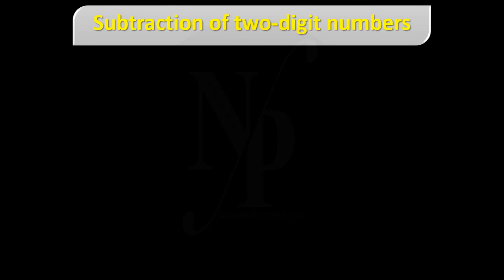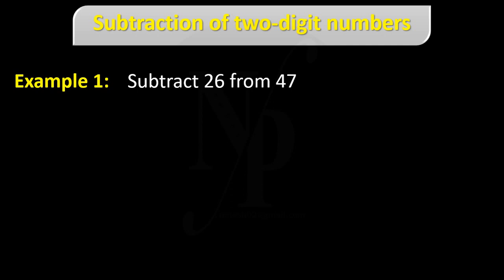Today let us learn subtraction of two-digit numbers. Example number 1. Subtract 26 from 47. Dear children, in the previous chapter we have learned addition of single digit, two digit, three digit and large numbers. And now let us learn the subtraction of two-digit numbers in this chapter.